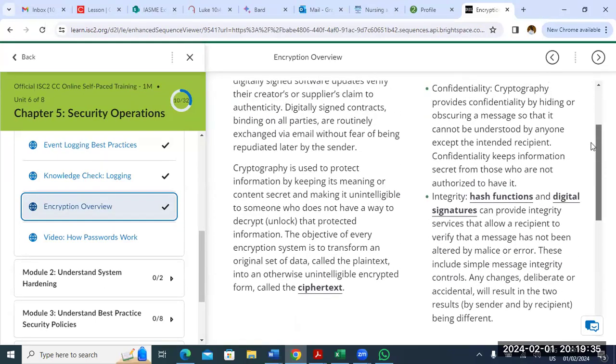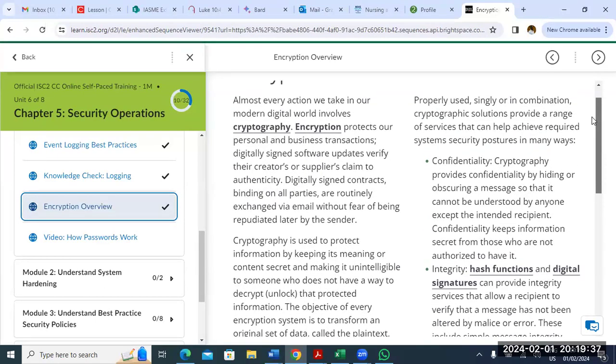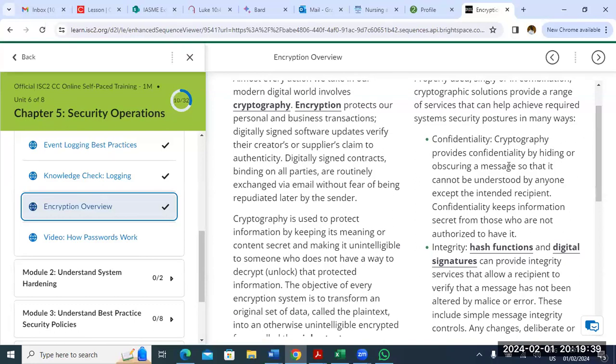Okay, confidentiality. Cryptography provides confidentiality by hiding or obscuring a message so that it cannot be understood by anyone. So confidentiality keeps information secret from those who are not authorized to have it.